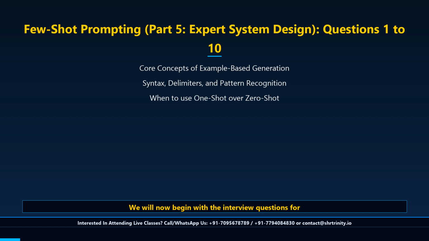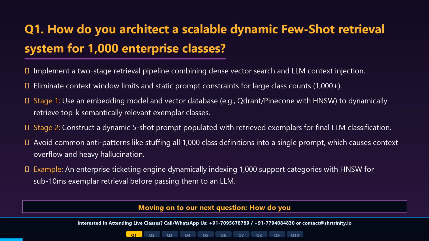We will now begin with the interview questions for few-shot prompting, Part 5, Expert System Design. Moving on to our next question. How do you architect a scalable dynamic few-shot retrieval system for 1,000 enterprise classes?